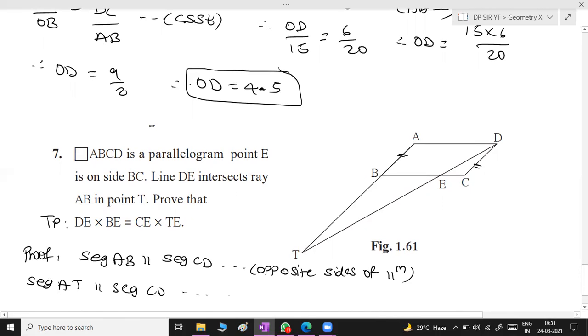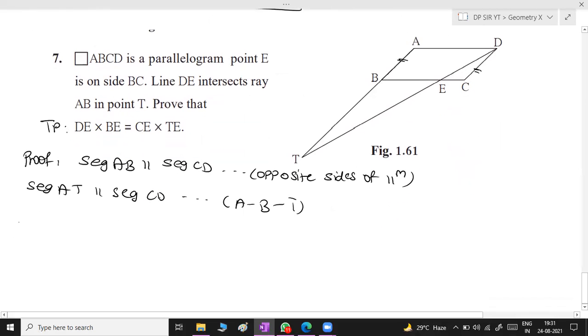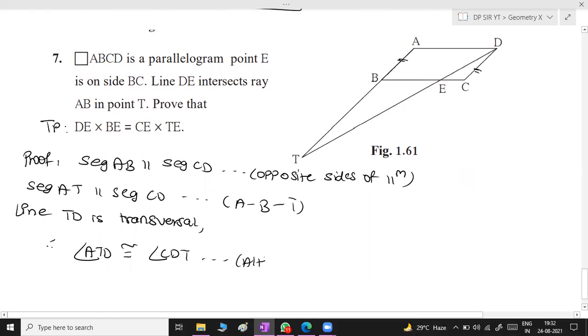Since A-B-T, you can mention that as the reason. Now you can take line TD as your transversal. You can check which angles are congruent now. The angles here which are congruent: therefore angle ATD is congruent to angle CDT. Alternate angles.